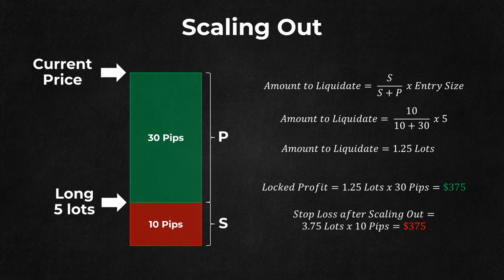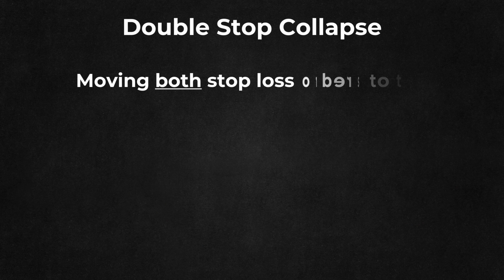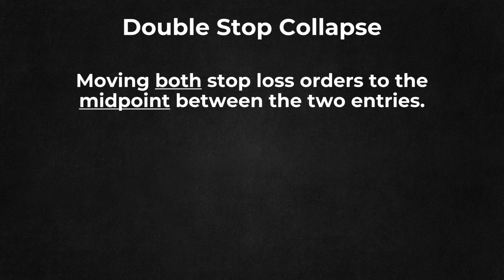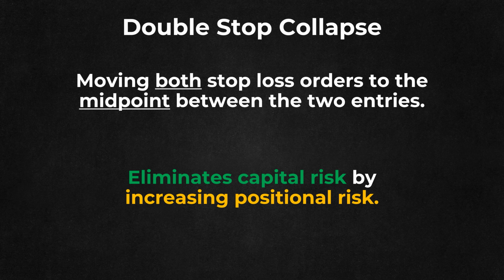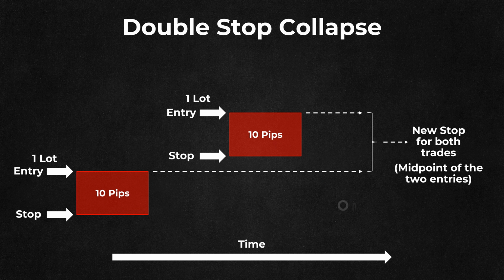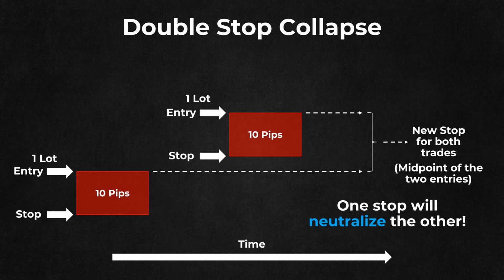The third way of transforming risk is the double stop collapse. For this, you will need two open trades. This technique consists in moving both stop loss orders to the midpoint between the two entries. If the market goes back and triggers both stop loss orders, they will cancel each other out. This is one situation where averaging up leads to the elimination of capital risk. For example, let's say you are long in two trades, one lot each, and 10 pips stop loss each, like so.